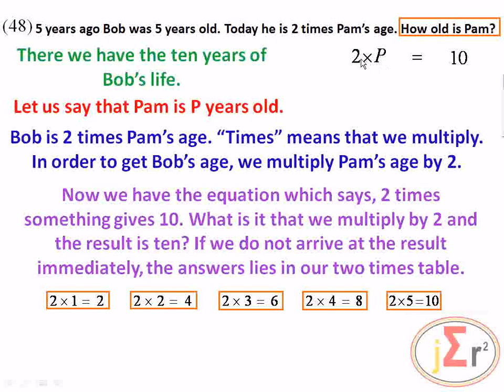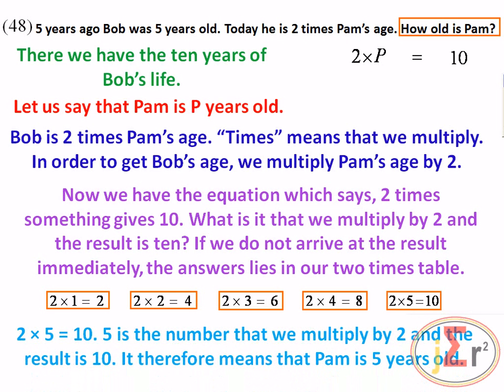Because P is a number that we are multiplying by 2 and the result is 10. 2 times what gives 10? 5. Right, so 5 is actually Pam's age. Pam is actually 5 years old. So 2 times 5 is equal to 10. 5 is the number that we multiply by 2 and the result is 10. It therefore means that Pam is 5 years old.